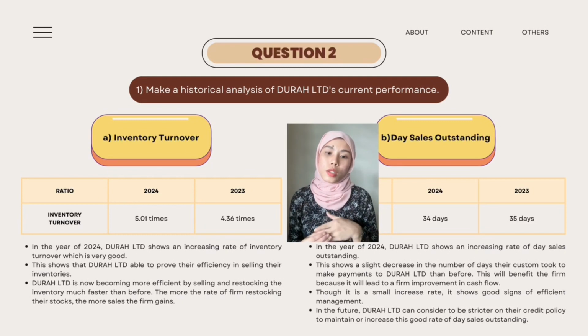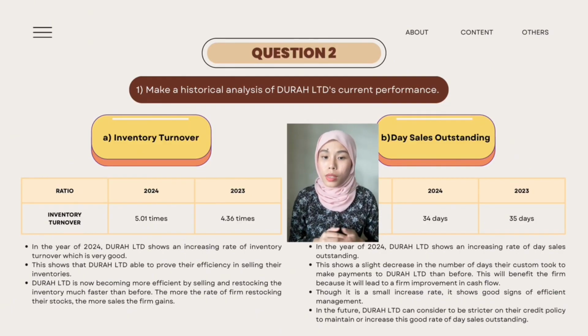In the year of 2023, Dura Ltd had an inventory turnover of 4.36 times compared to the year of 2024, which is 5.01 times more. That shows an increasing rate. This also shows an improvement that is very good for the company because it emphasizes that in the year of 2024, Dura Ltd was able to prove their efficiency in selling their inventories. Dura Ltd is now becoming more efficient by selling and restocking the inventory much faster than the year before. The more the rate of firm restocking their stocks, the more sales that the firm gains.